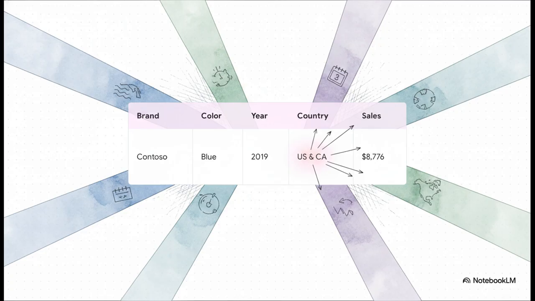A number like 8,700 isn't just a random sum. It's the precise result of the data model filtering down to only the Contoso brand, only the color blue, only the year 2019, and only the US and Canada. All those converging conditions, that is your filter context.